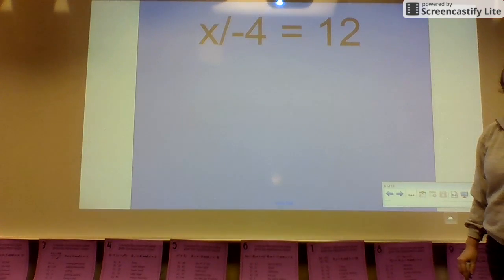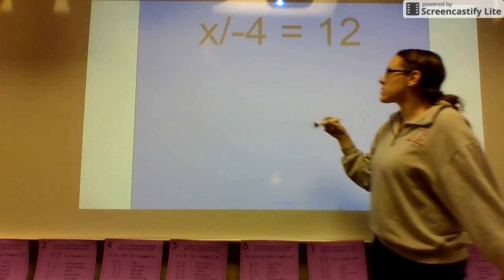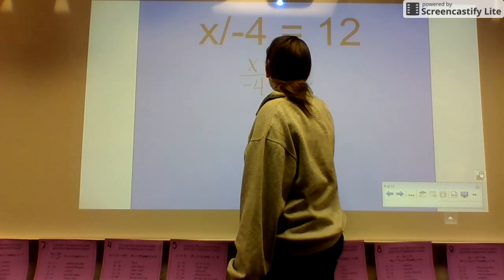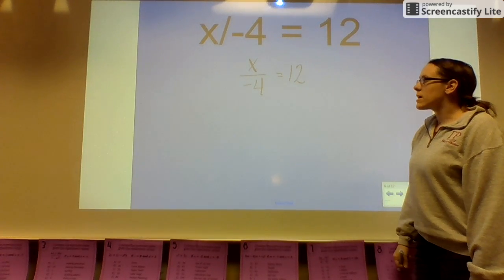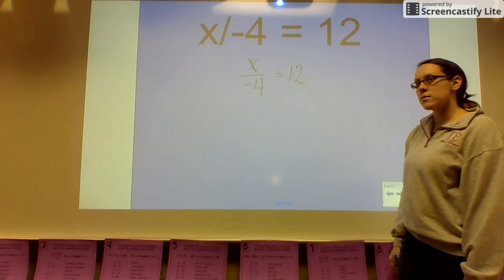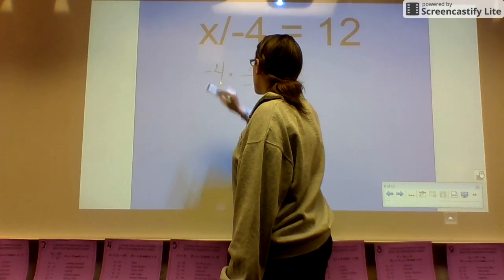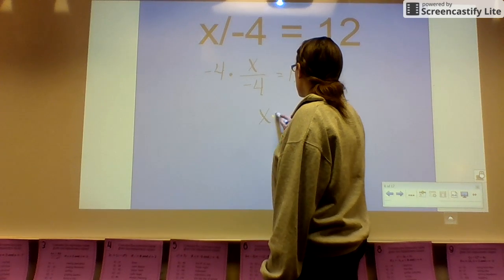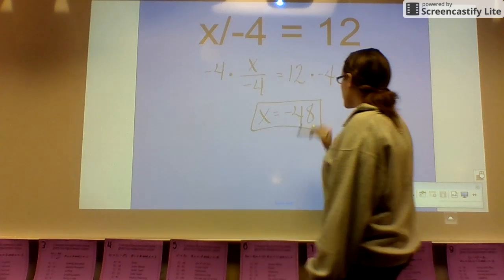Okay, so here we have x divided by negative 4. Remember that slash is like a fraction bar. It means divided by. You could also write it as a fraction just like this. Okay, it's the same thing. So when we have division, the inverse or opposite is multiplication. So we're going to multiply by negative 4. What we do to one side, we do to the other. So x is equal to negative 48.